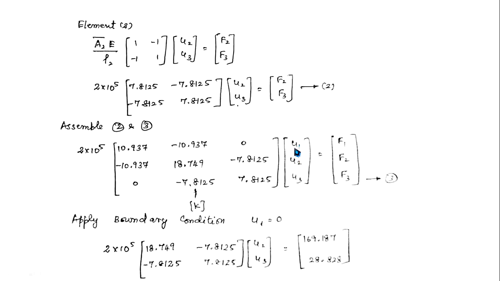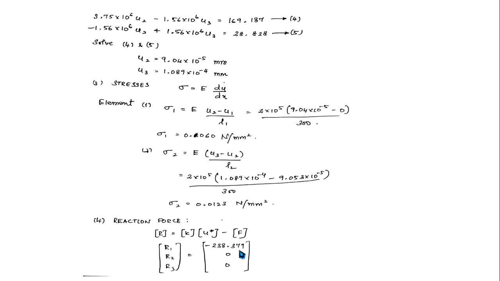So when you apply u1 is 0, as per the matrix law, you can neglect row 1 and column 1. So you will have this 2 cross 2 matrix. Now it is very simple. You just expand this matrix, you will get 2 equations, 2 unknowns. Straight away you can use your calculator and find out the value of u2.